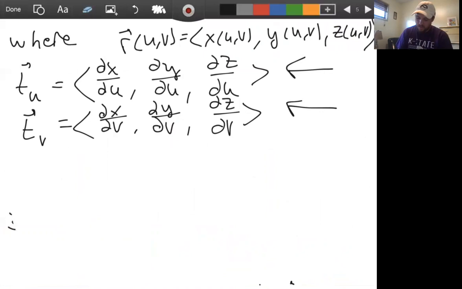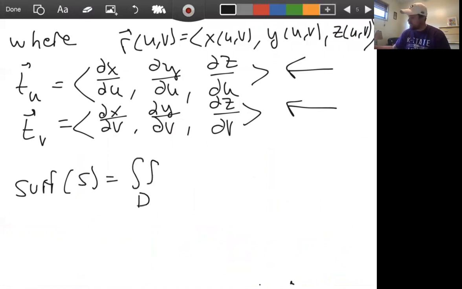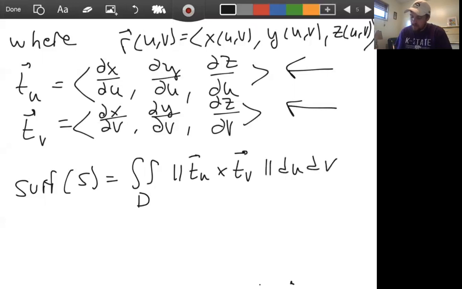So I'll rewrite this so it's all on one page. The surface area of S is equal to the integral over this region D of the magnitude of T_u cross T_v du dv. You have to calculate these T sub u and T sub v by understanding what the parameterization is and then taking partial derivatives. Then you take their cross product, then the magnitude, and then you have a double integral, and you can calculate surface area, which is relatively painless considering how arbitrarily complicated a surface could be.